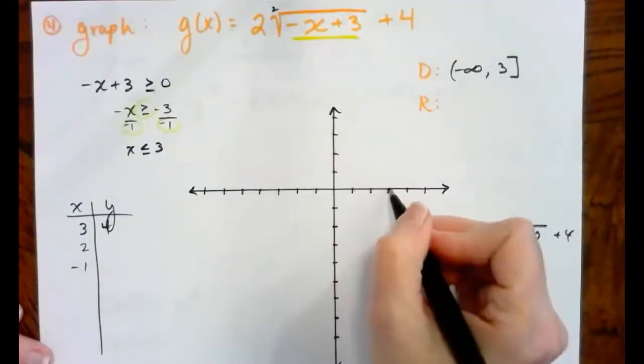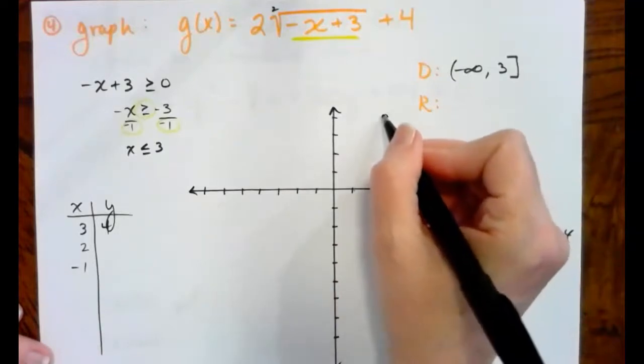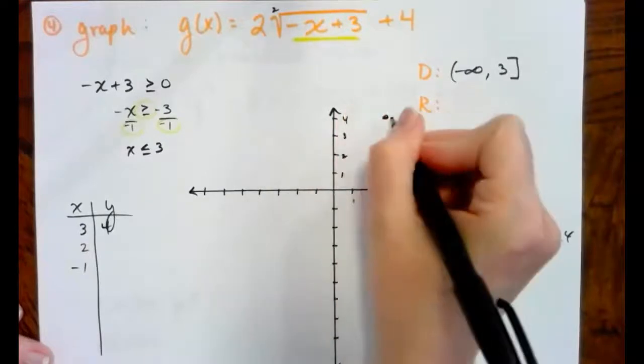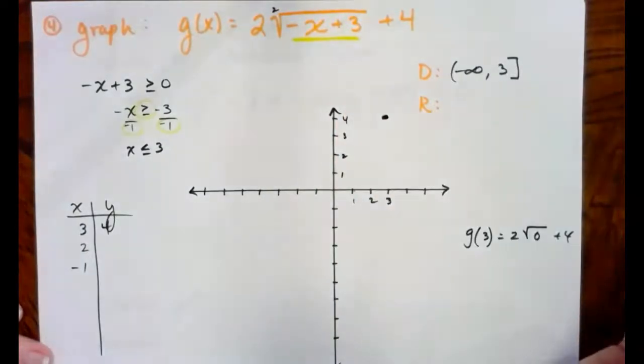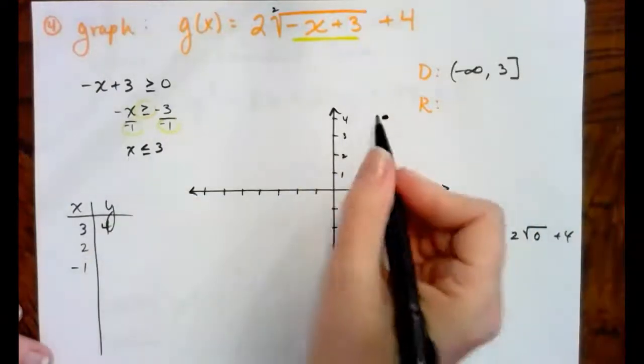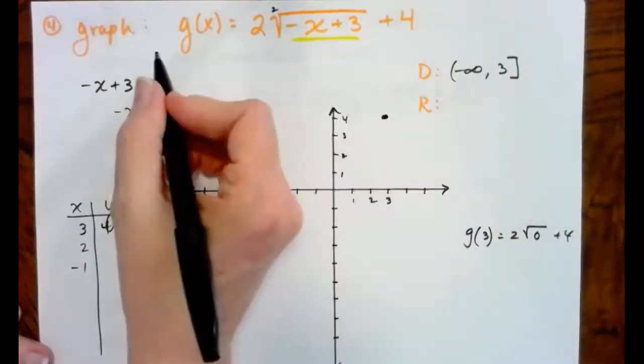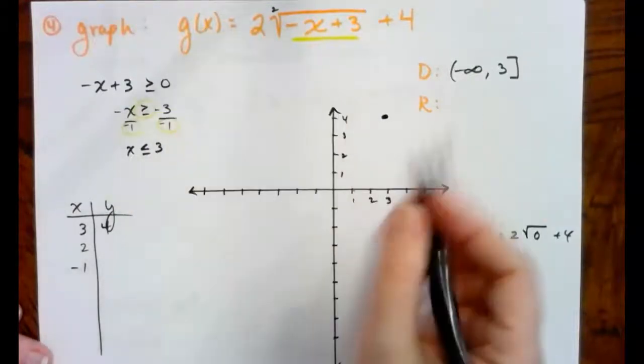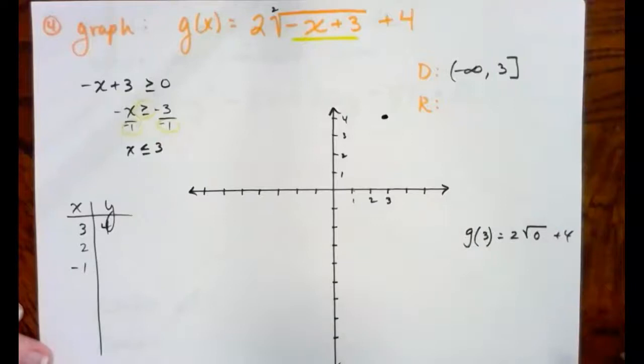So 1, 2, 3, 1, 2, 3, 4. So this is our starting point. So think about what this graph is going to look like. It's going to be going in this direction and it's going to be going up. Maybe I should have made that a negative 2 so it would be going down according to the way I drew my graph. But we'll make it work.